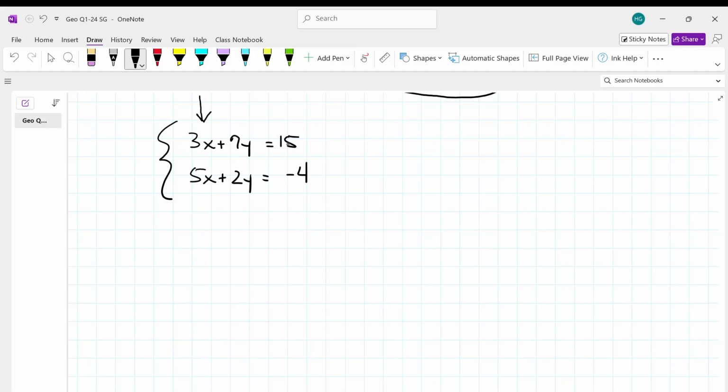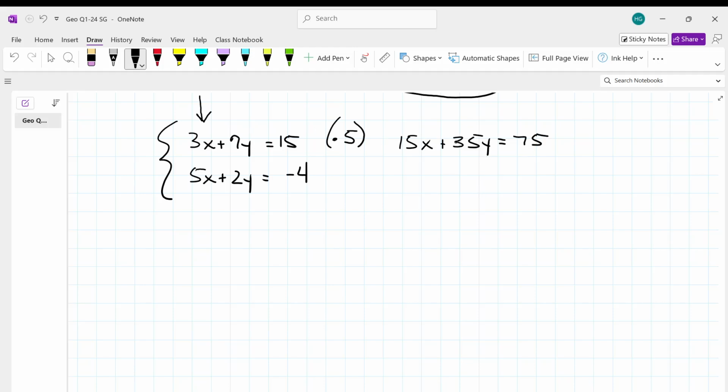If I multiply the whole top equation by 5, watch what happens. 3x times 5 is 15x. 7y times 5 is 35y. And 15 times 5 is 75.